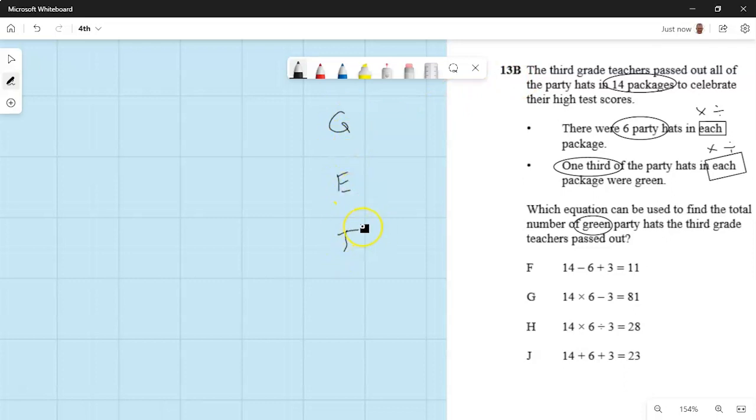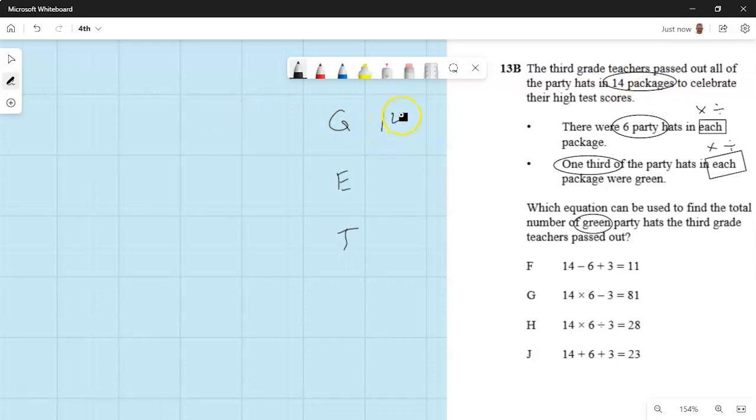what the total is. Okay, so right here, I see that there's 14 packages. That's pretty obvious that a package is going to fall into the category of a group. So there's 14 packages. Okay, and there were 6 party hats in each package. So I know the 6 is going to be my each. Those are my hats. And so I'm probably going to need to figure out how many total hats there are to figure out how many of them were green.